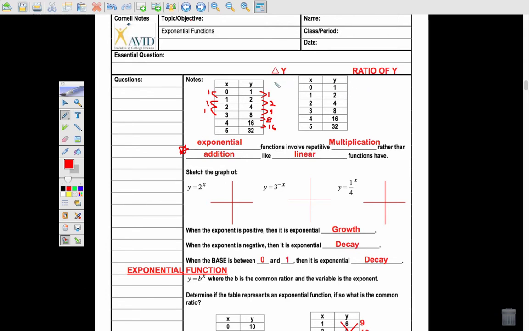And what we looked at right here, that's the delta y, that's the change in y. So how much did the y change? It changed by 1, it changed by 2, it changed by 4, it changed by 8, it changed by 16. That's the change in y.